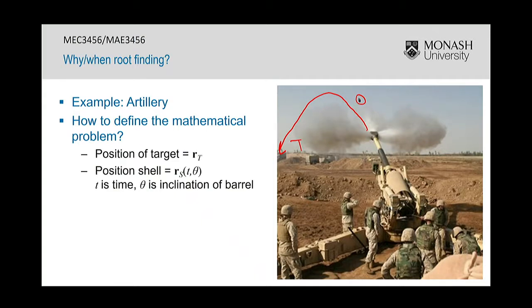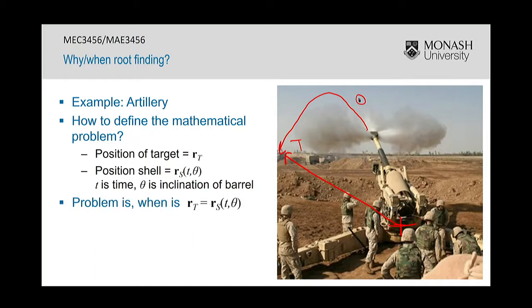The things that we know, hopefully, are the position of the target, in other words, the vector that describes where the target is, and let's just say that the origin of our system is here at the howitzer. So we've got a vector that goes from here across to there, that's RT, and the position of the shell. That's something that changes as a function of time, but it also changes based on the angle of inclination of the barrel.